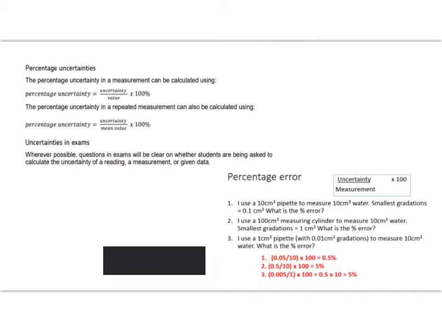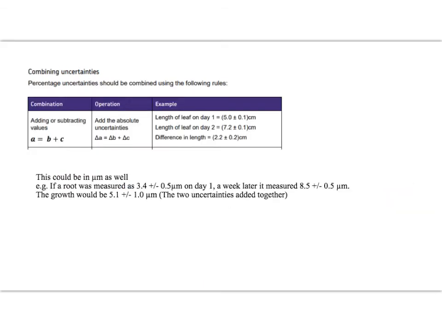So you can see here that these are the answers for these three. We've got the uncertainty divided by the measurement times by 100 in each case. So in an exam they might ask you to combine uncertainties together, and this is where it tends to get a little bit complicated.